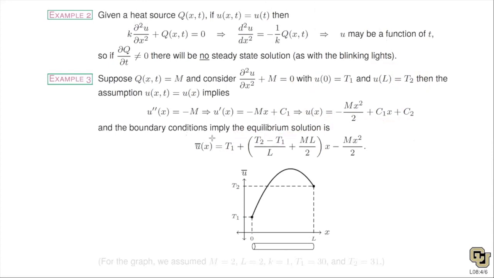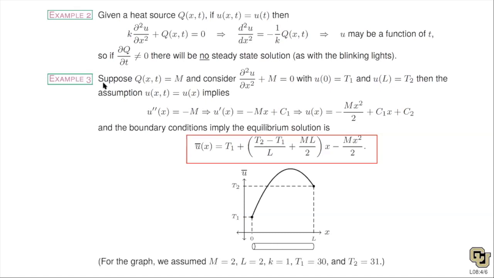Keep in mind T1, T2, M, and L are all known. So here we know this steady state solution, and it's a downward facing parabola. Just for kicks, I graphed an example of it for some choice of those parameters. You'll see this kind of stuff on the homework that's due on Friday. So this would be part of a two-part process for solving a PDE.